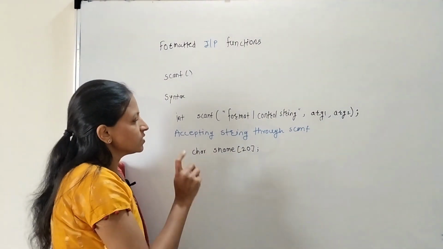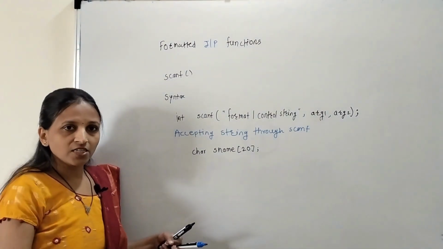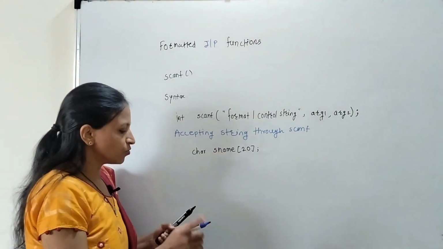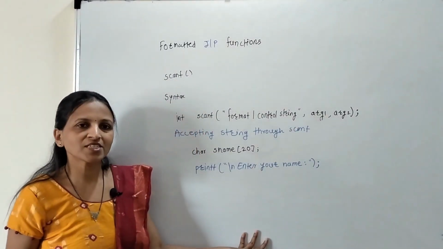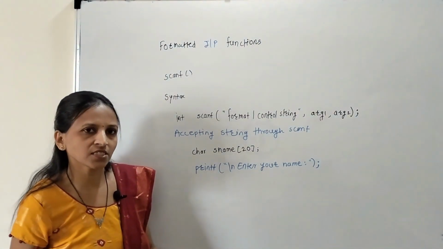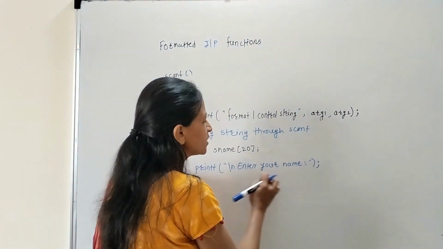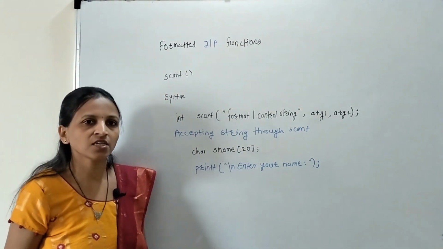Suppose we have given a message to the user through printf, like "enter your name". How to give that? Simple, using printf. Through printf we can give a message to the user like "enter your name". This will get displayed onto the screen as it is. Here we are not passing any arguments because this is just a string. There are no format specifiers inside this.